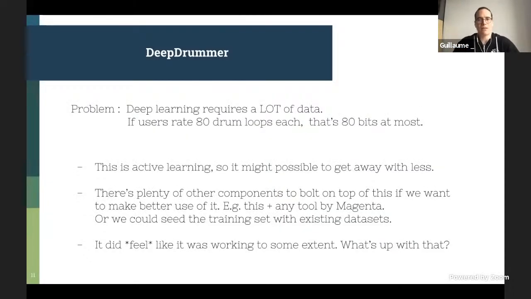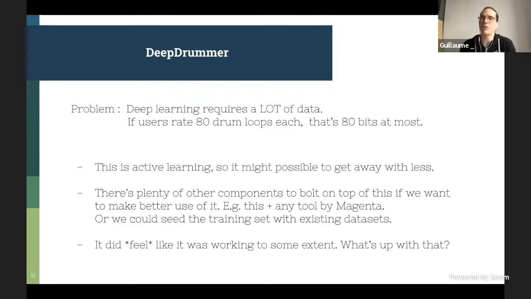Now, there's a difficulty right off the bat here, and this is why I was suspicious about this approach at first. I thought that this wouldn't work because deep learning requires a lot of data. If our users rate, say, 80 drum loops each, that means you get 80 bits to train a deep neural network. And that's stupid. Deep learning is supposed to run on a lot of data. Even MNIST, the most basic thing, has 50,000 training examples. So is it really possible?